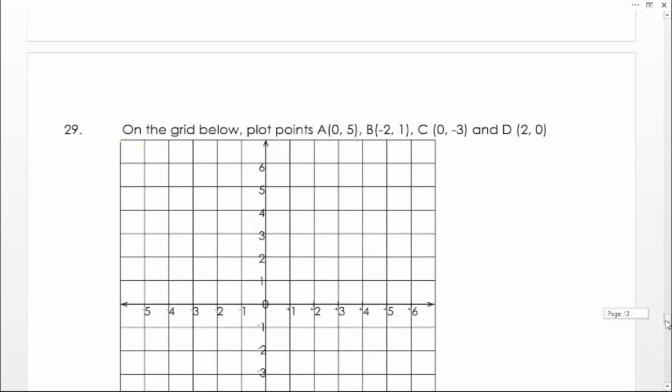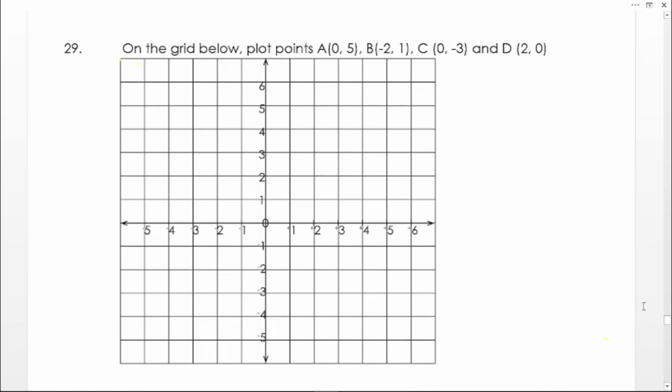Okay, now let us move on. Number 29. On a grid below, we have to plot this. So we are moving x and y. On x-axis is 0. We move up 5 steps. So we are going to put this one here, and this is going to be point A, which is 0 and 5. Then point B, -2, we are here, and 1 on y-axis is going to be here. So we name this point B, which is -2 and 1.